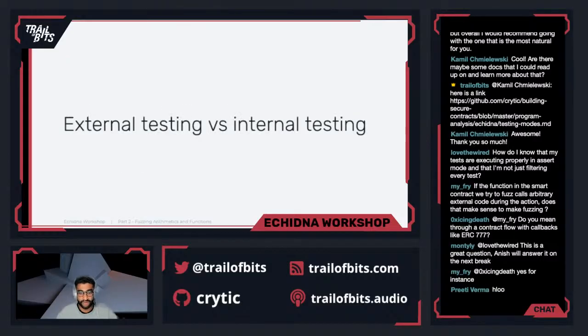Okay, time for a very hard pivot. So we're done with ABDK math. We talked about fuzzing arithmetic functions. If I really wanted to go deep into ABDK math, that would have been a whole other workshop to talk about all the different possible properties you can test. But now let's talk about two new topics: external testing versus internal testing, and coverage reports.